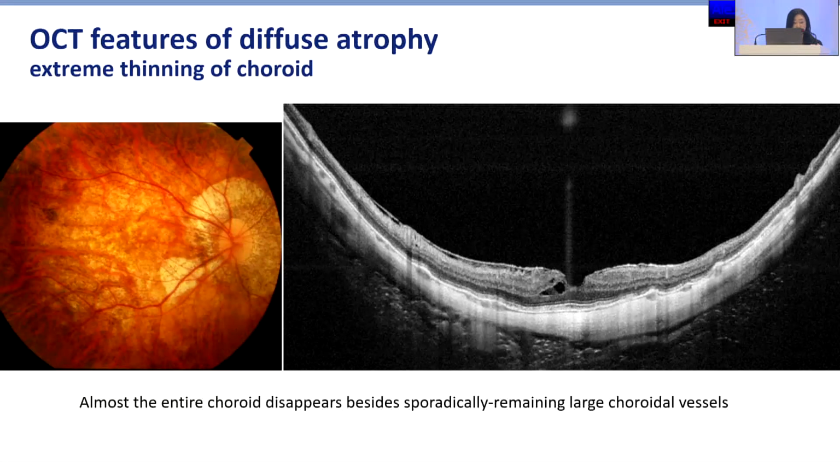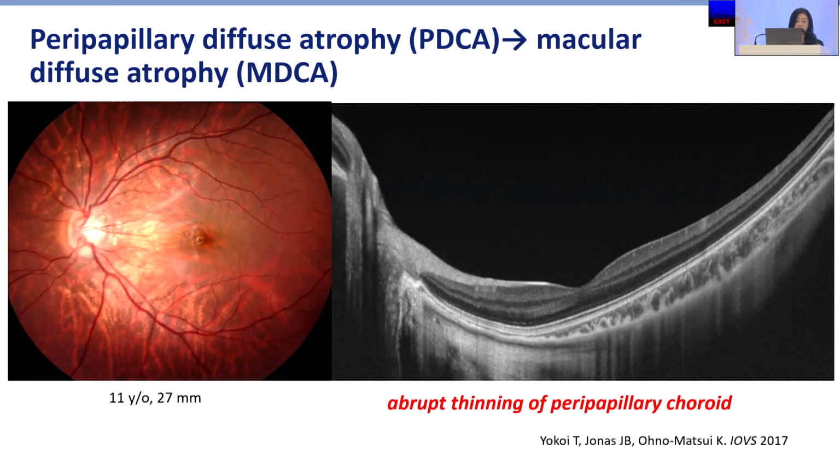This is diffuse atrophy. This lesion is characterized by extreme thinning of the choroid. Almost the entire choroid disappears, besides sporadically remaining large choroidal vessels. Diffuse atrophy starts from peripapillary in childhood as peripapillary diffuse atrophy, which later progresses to macular diffuse atrophy.